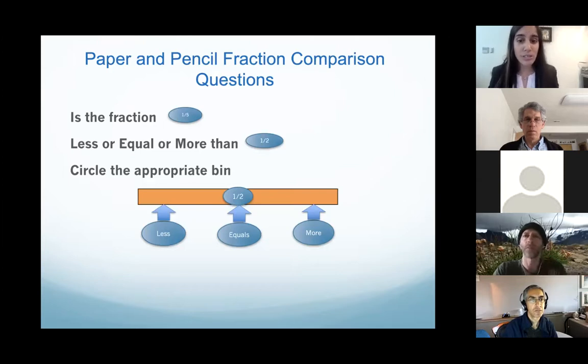If they circled something else, like equal or more, which is incorrect, I'd say incorrect. I didn't give any more feedback because the game did not tell them what the correct answer was. It just said if they were correct or incorrect.